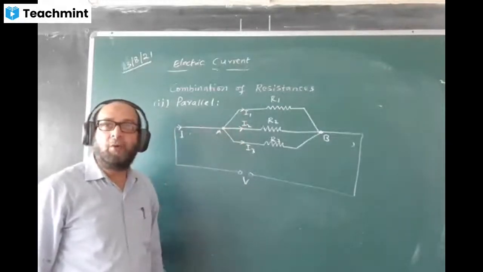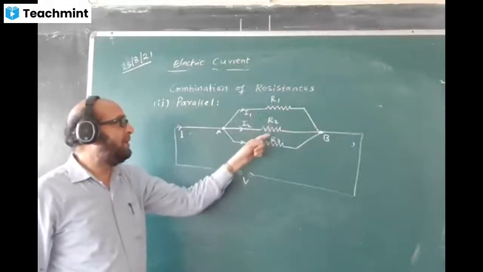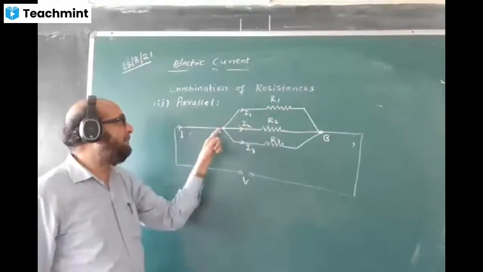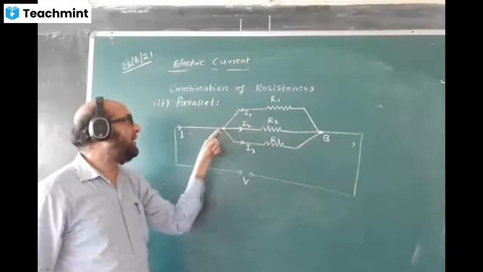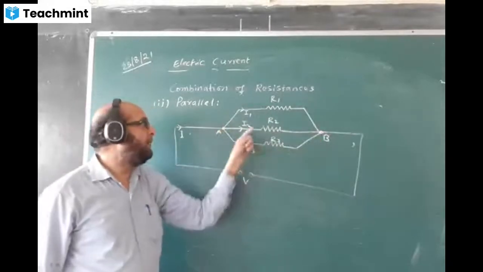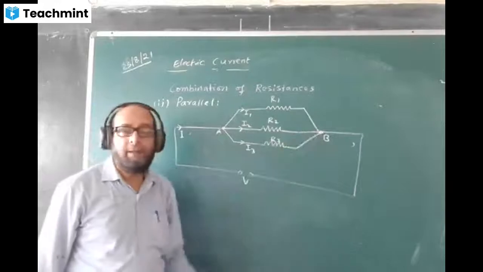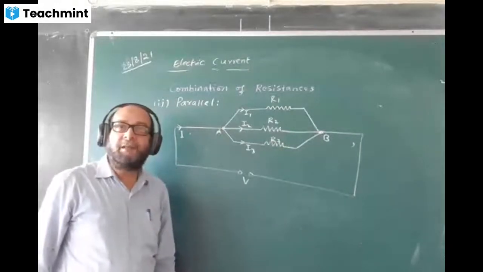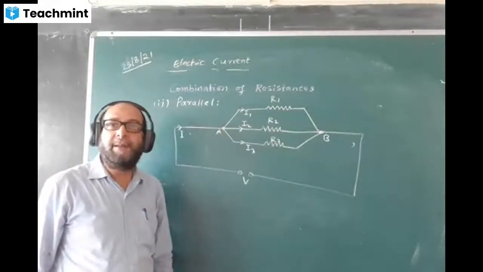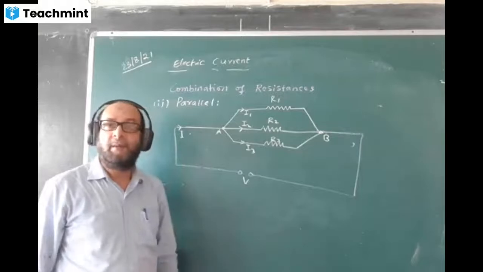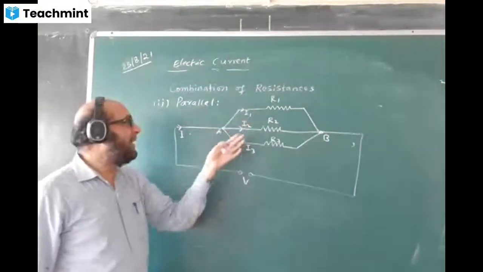The potential difference is the same. How do we know? Because all the resistors are connected between the same 2 points. One end is connected to A, another end is connected to B. When they are connected between the same 2 points, then they are in parallel. That is, the voltage will be the same, whereas the currents are different: I1, I2, I3.